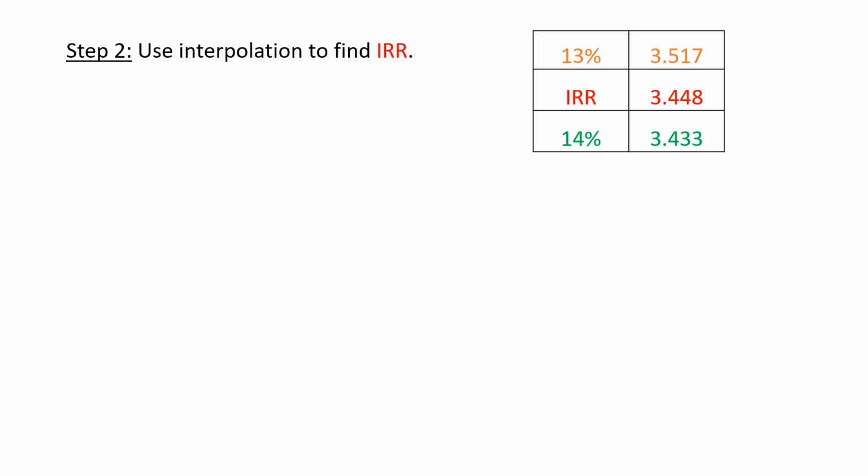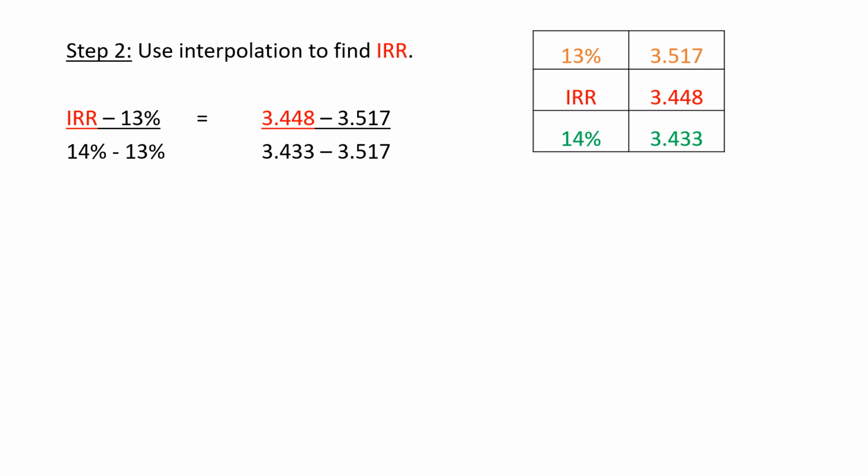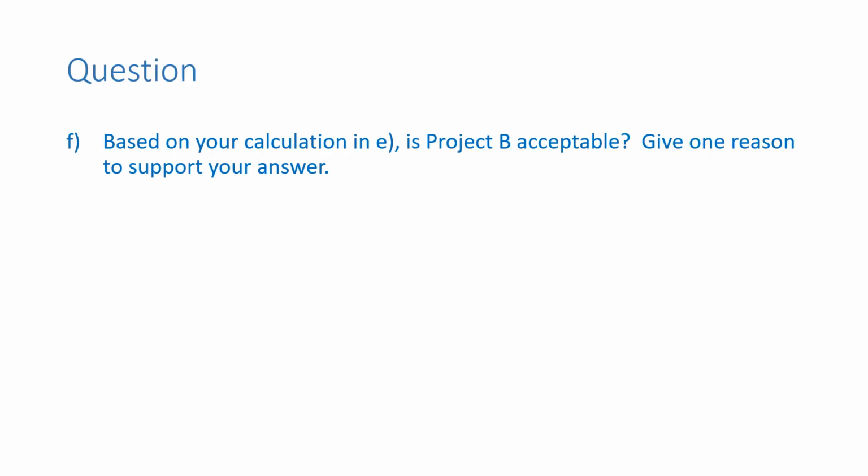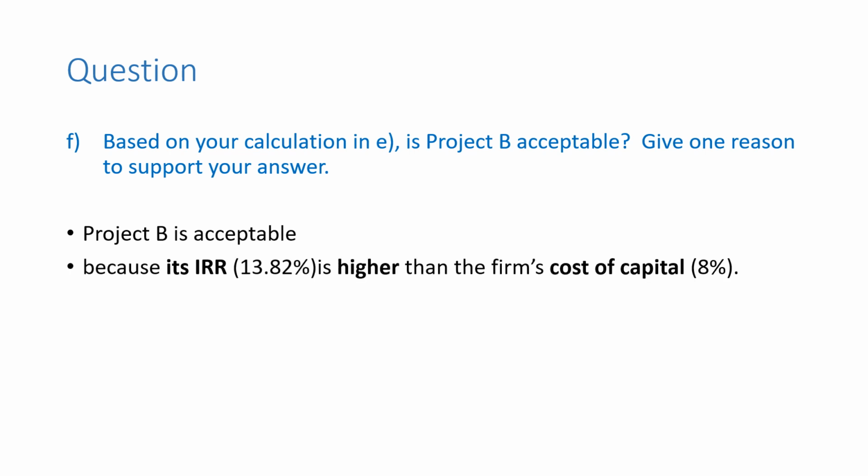Step 2. Use interpolation to find IRR. Use this formula, and find the IRR is 13.82%. Based on your calculation in E, is project B acceptable? Give one reason to support your answer. Project B is acceptable because its IRR is higher than the firm's cost of capital.